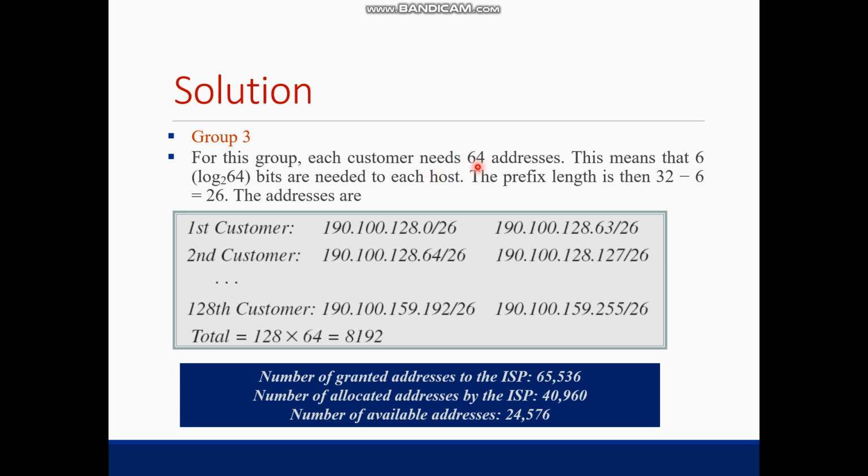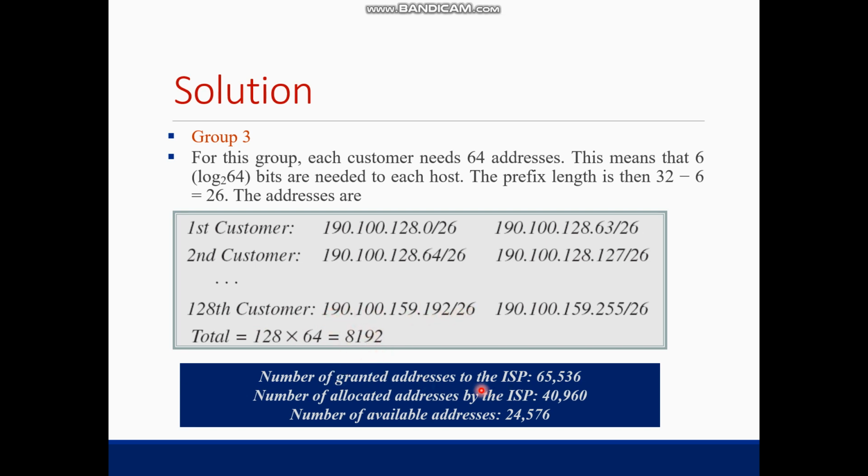And for the third group, we have 128 customers, and each customer needs 64 addresses. It means that log 2 of 64 is going to be 6. So 32 minus 6 is going to be n, which is 26. So it starts from that address, and 128 is going to be divided into 4 subblocks, which start from 0 up to 63, 64 up to 127, and 128 up to 191, and so on. This is going to be the last address, and the number is going to be 128 multiplied by 64, since we have 128 customers, and each one is granted 64 different addresses, which is going to be this one.